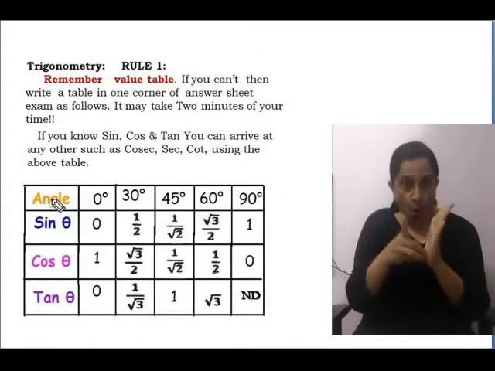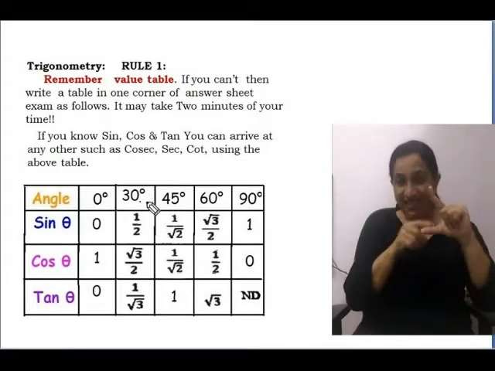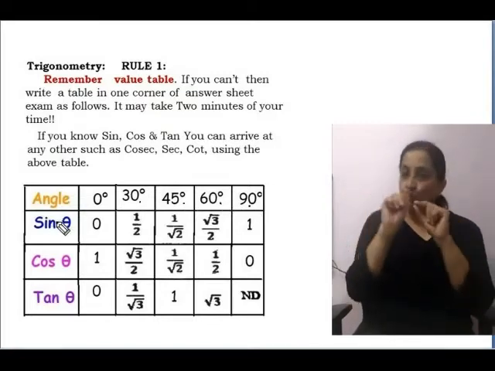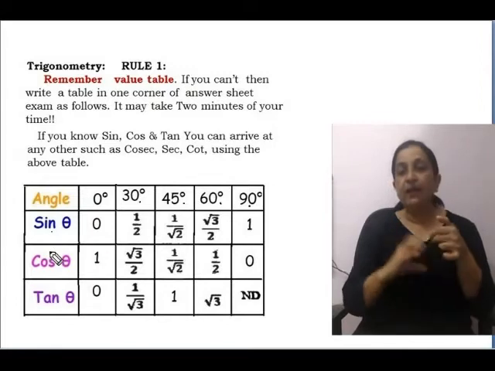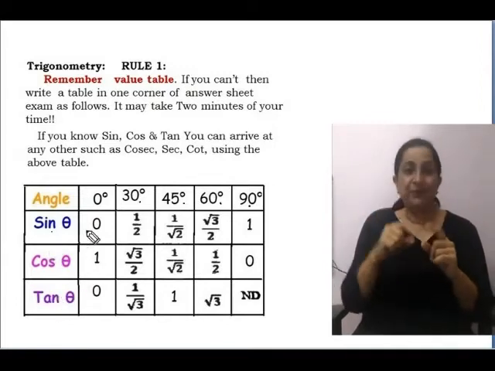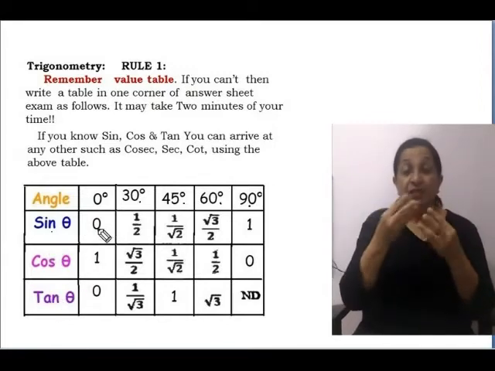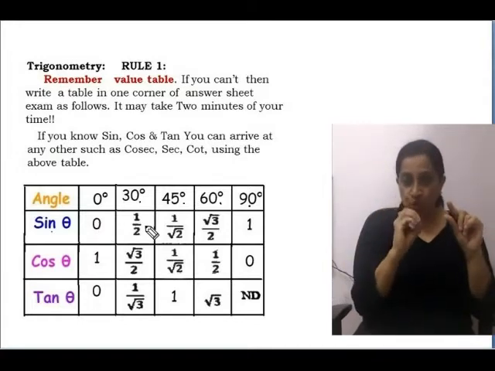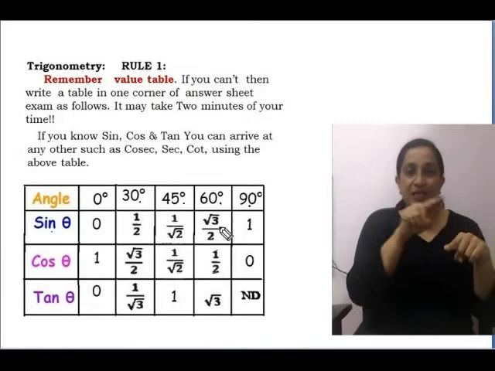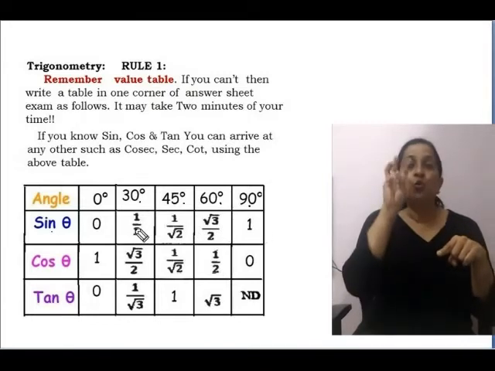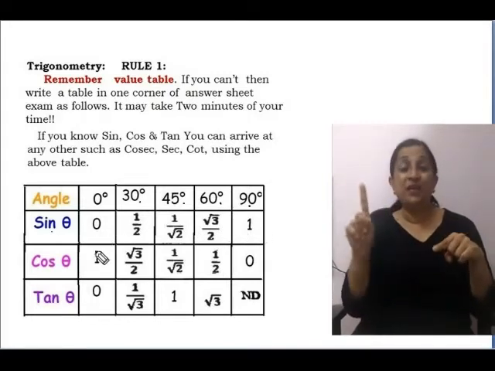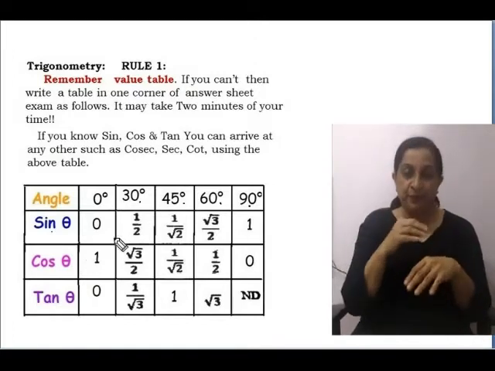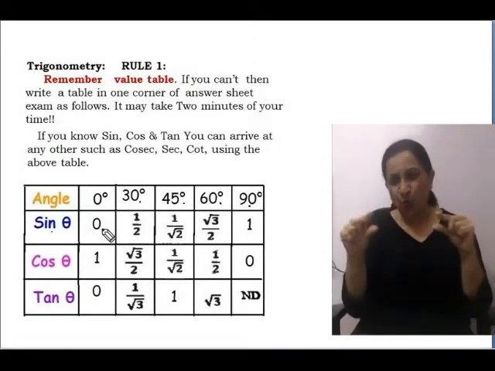How? First write the angles 0, 30, 45, 60, 90. Then write sin theta, cos theta and tan theta. To start with, at least you must remember these values: 0, half, 1 over root 2, root 3 by 2 and 1. It is in increasing order. If you remember these, then the rest of them you can easily put the values.